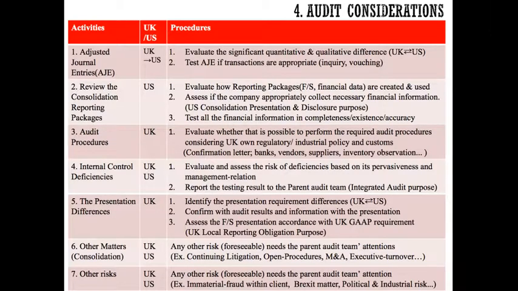Number 1, we have to test adjusted journal entries. We first evaluate the company's policy and measure differences, and then test actual entries by conducting inquiry and vouching.